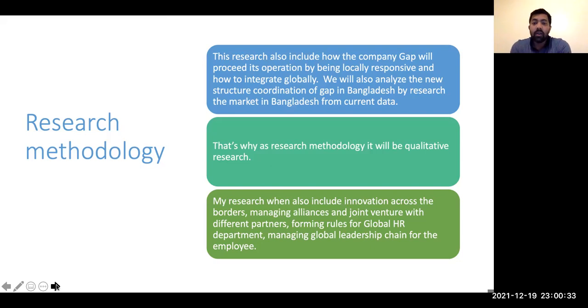My research also includes the innovation across the border, managing alliances and joint ventures with different partners, forming rules for the global HR department, and managing the global leadership chain for the impact.